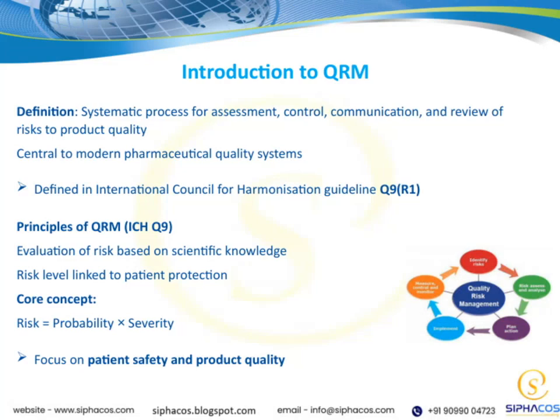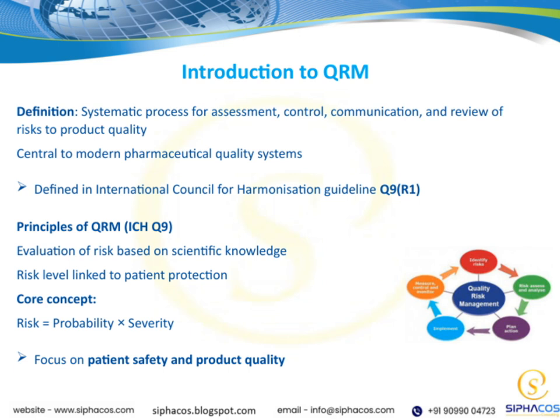Let's start with the introduction to QRM. QRM stands for Quality Risk Management, and it's essentially a systematic process. It helps us assess, control, communicate, and review risks that might impact product quality. This approach is really at the core of modern pharmaceutical quality systems, ensuring we maintain high standards consistently. QRM is defined in the International Council for Harmonization Guideline Q9(R1), which provides a globally recognized framework for managing risks effectively.